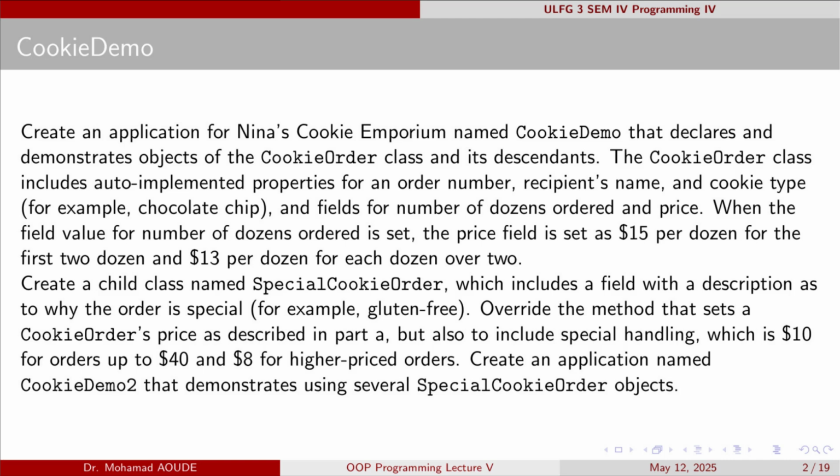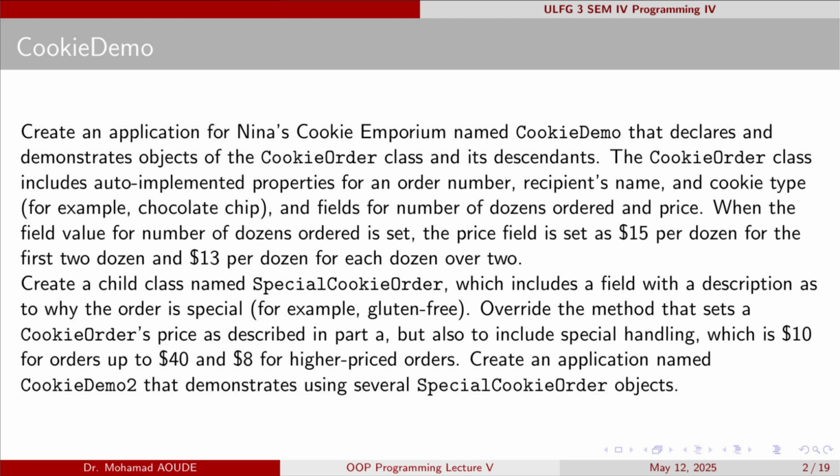Our first problem, the cookie demo, involves managing cookie orders for Nina's Cookie Emporium using classes. We need a base class, CookieOrder, and a derived class, SpecialCookieOrder. The CookieOrder class needs properties for order number, recipient name, cookie type, and fields for the number of dozens ordered and the price. A key requirement is that when the number of dozens is set, the price field is automatically calculated based on a tiered structure: $15 per dozen for the first two and $13 for each dozen after that. This calculation logic is tied to setting the dozens value: encapsulation, logic in a property setter. This shows how logic can be encapsulated within a property setter, linking data modification to behavior.